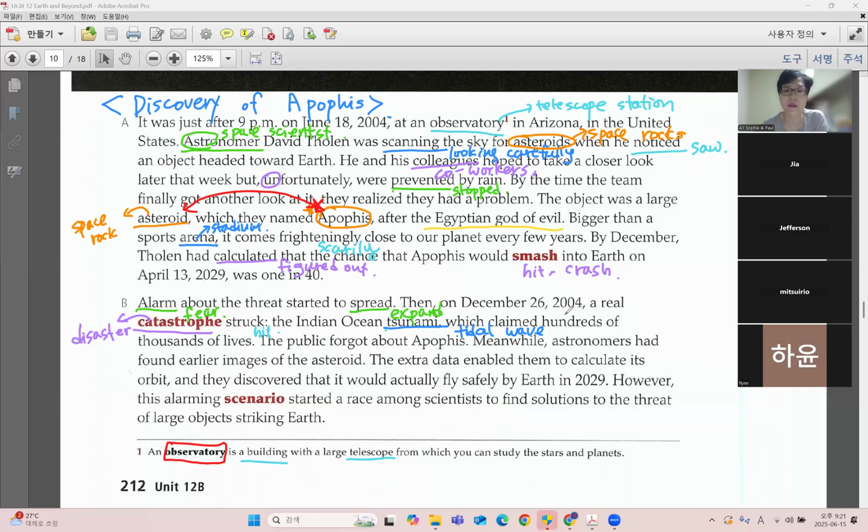Okay, tsunami. Which claimed, what does claimed mean here? Claimed hundreds of thousands of lives means the tsunami, the huge wave, took, killed so many people. How many? Hundreds of thousands. The public, what is the public? Forgot about Apophis. What is the public here? How can you describe the public?